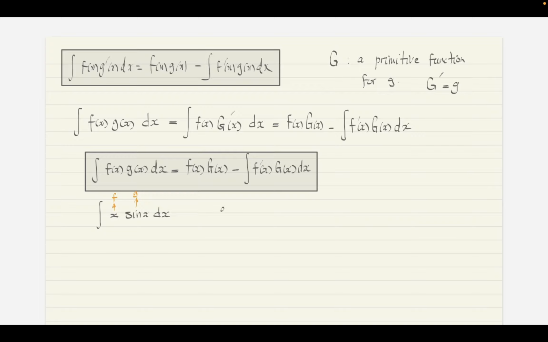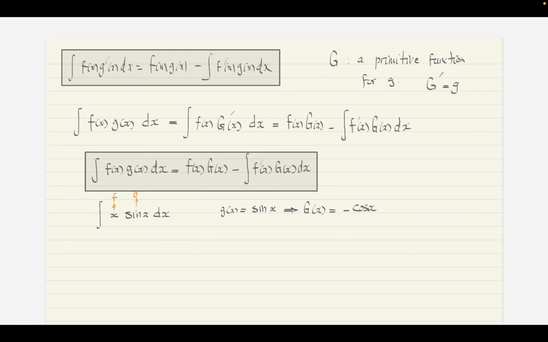We decided to have g of x to be sine x. So this means that I am looking for a primitive function, so that I can call it capital G. It is minus cosine x. You can add any constant, but a primitive function is enough. So now everything is ready and I can put it in my formula.